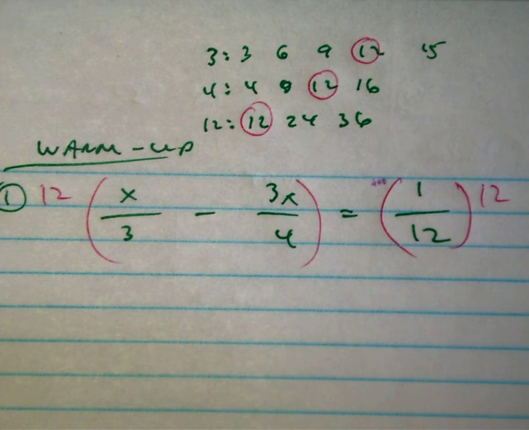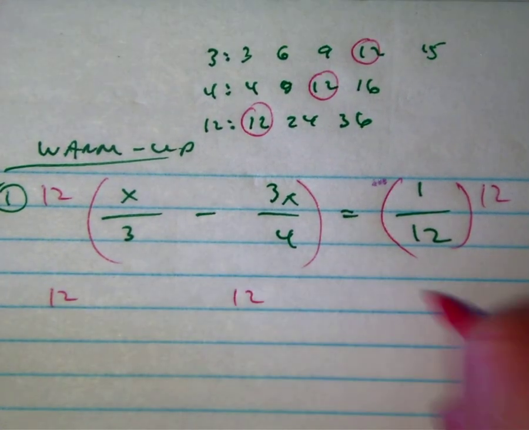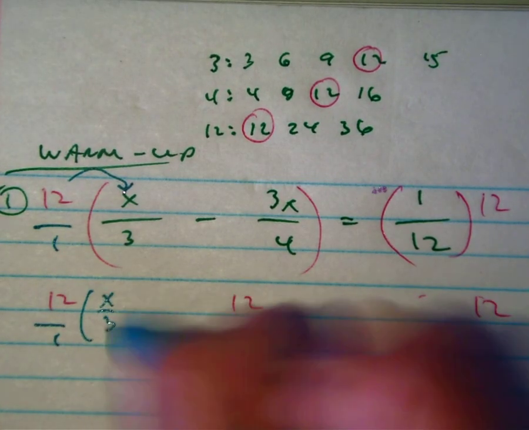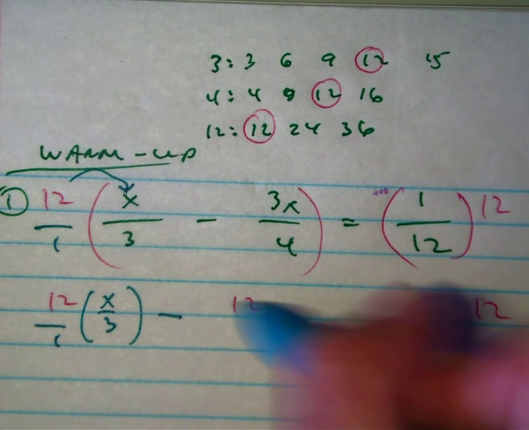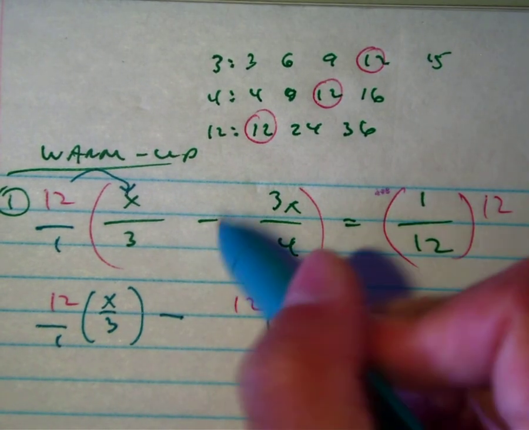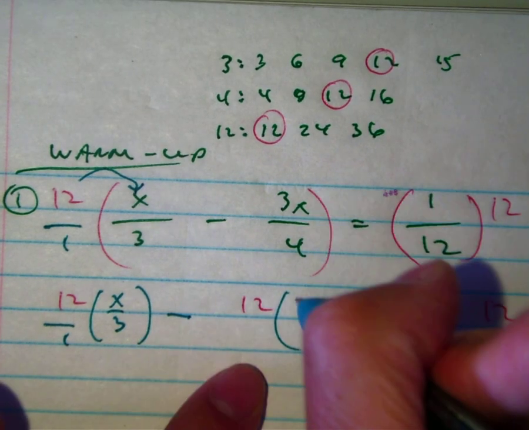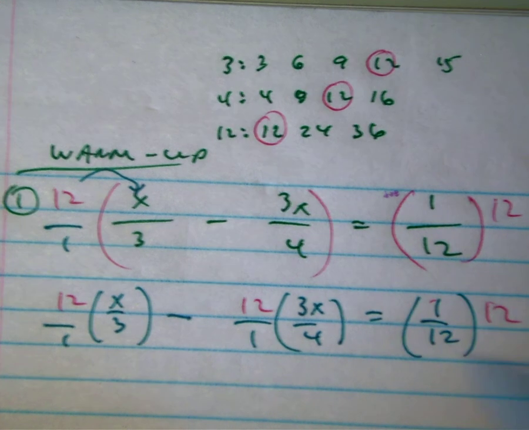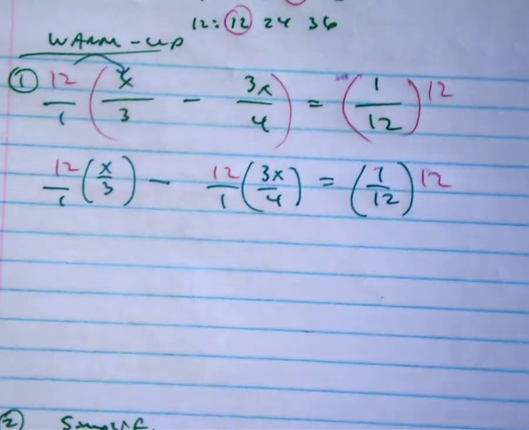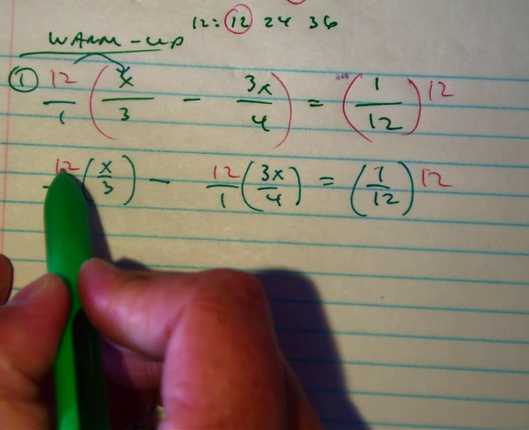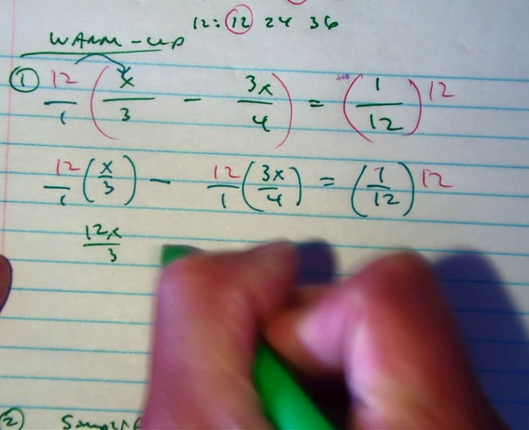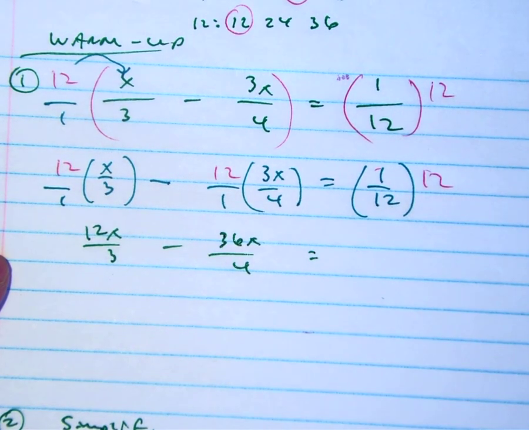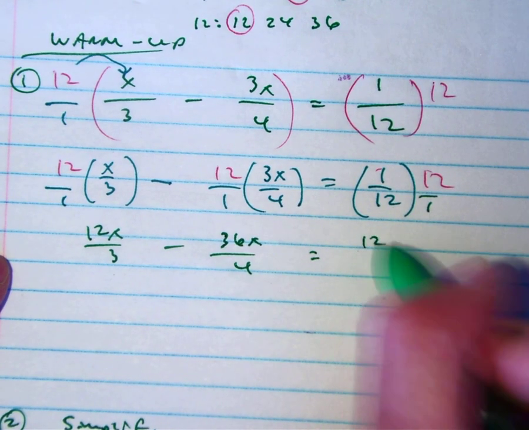What is this going to look like? This is going to look like 12 times x over 3, minus 12 times the negative sign I already put there, so you can just do 3x over 4. And then this one we had 12. And then here we just multiply across. I get 12x over 3. This is 36x over 4. And then this one is just 12 over 12.